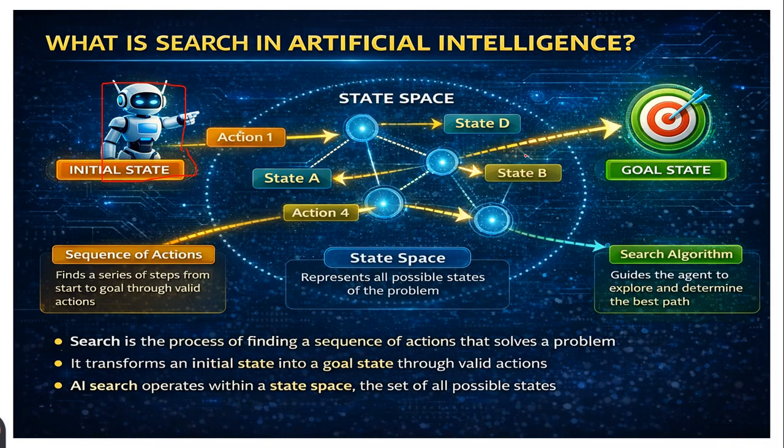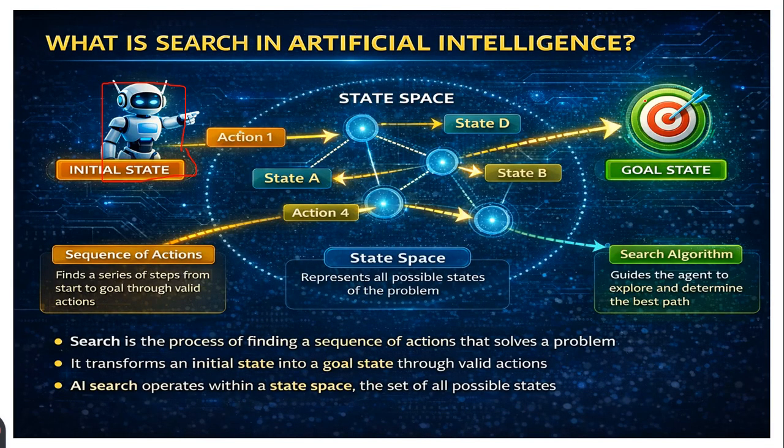In the state space, we have many problem-solving possibilities, that is state A, state B and state D, and we have state C here. So all the possible solutions are problem-solving techniques. Here, the sequence of actions is finding a series of steps from the start state to the goal through valid actions. State space represents all the possible states of the problem. Search algorithms guide the agent to explore and determine the best path.